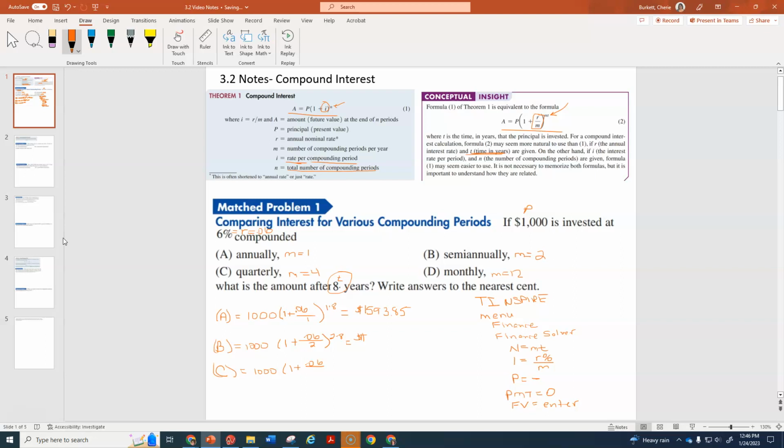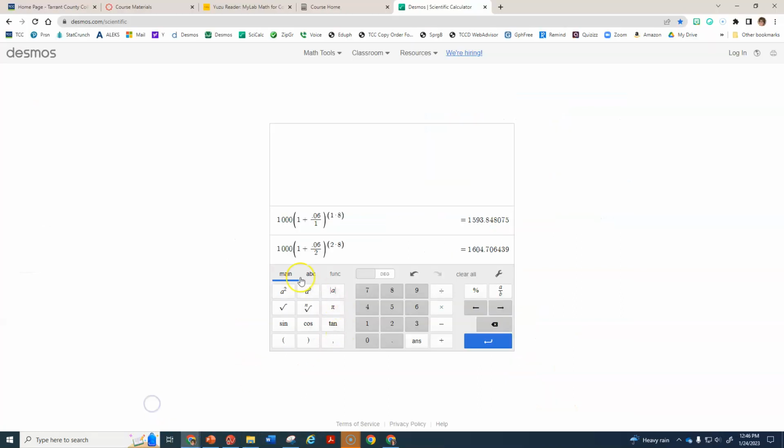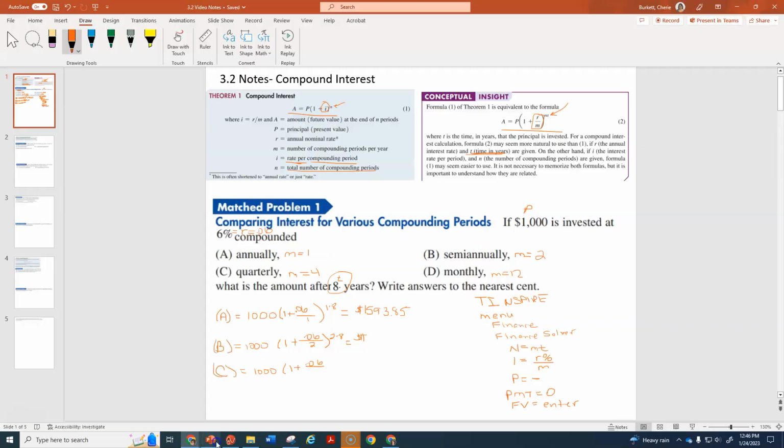$1,593.85. The next problem is semi-annually. The only thing we do differently is we change the 1 in the problem to a 2, and instead of raising it to the 8th power, we're going to raise it to the 16th power. I believe I already had that one done as well. So replace that with the 2. That comes out to be $1,604.71.